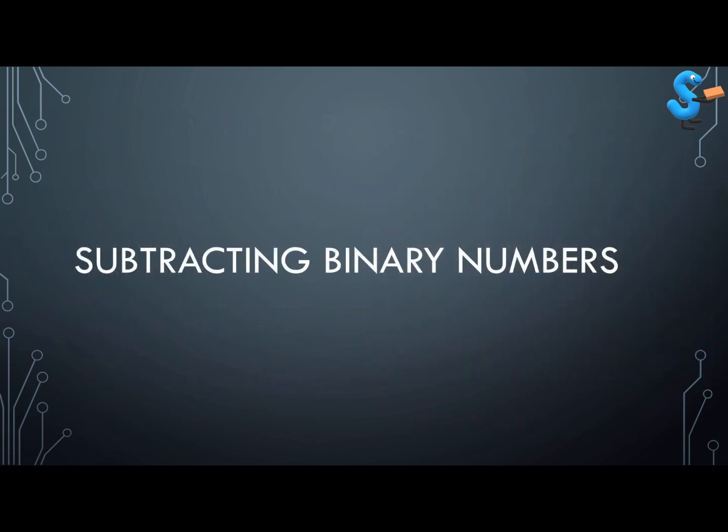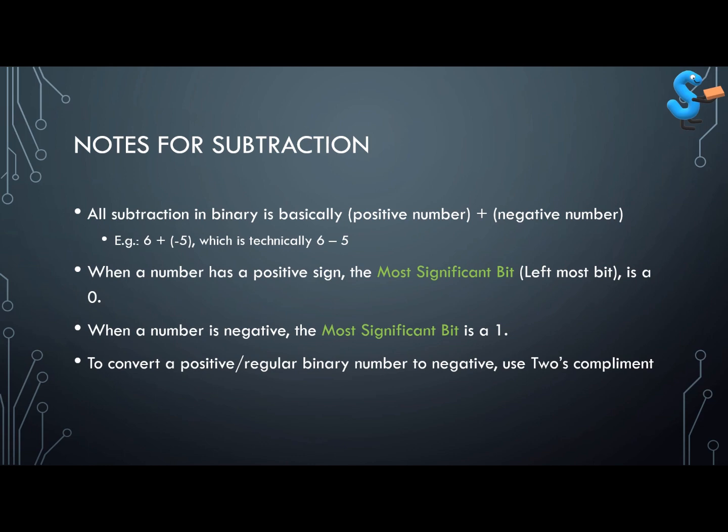Subtraction can be slightly confusing at first, so you need to pay close attention to these notes. All subtraction in binary is basically positive number plus negative number. For example, 6 plus minus 5, which is technically 6 minus 5. When a number has a positive sign, the most significant bit, or the leftmost bit, is a 0. When the number is negative, the most significant bit is a 1.